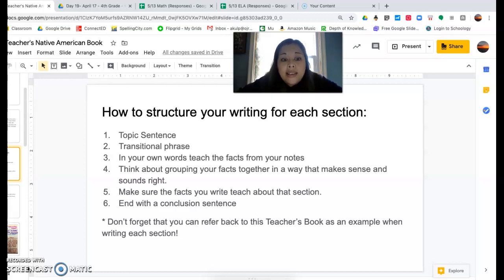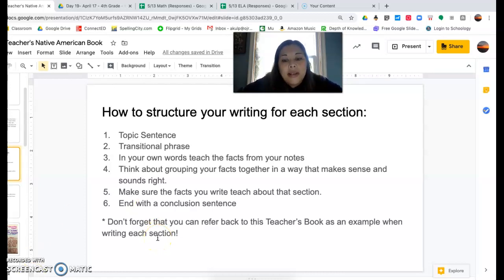So if your goal is, like for us today in section 2, to teach about where your tribe is located, our facts really need to pertain to and teach about where they are located, okay? And then don't forget to wrap up your paragraph or paragraphs for that section with a conclusion sentence. Either wrap it up and restate what your reader and your audience should have learned from that section, or let them know what they can expect to learn in the next section.